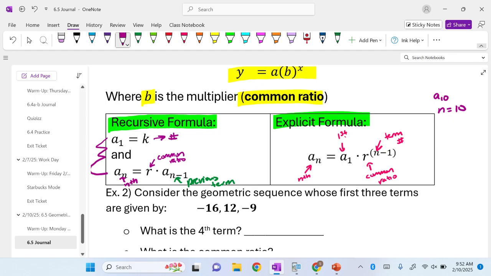Now, what does the explicit formula look like to you? Does it look familiar?